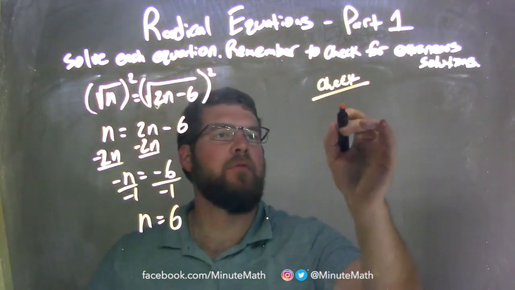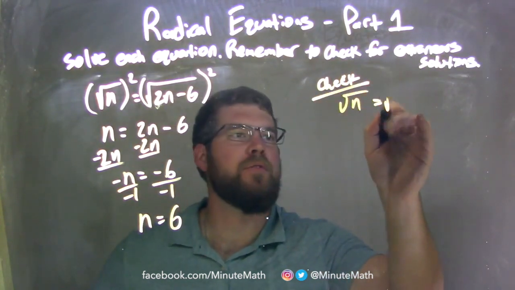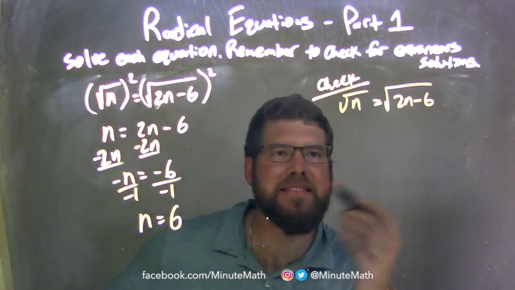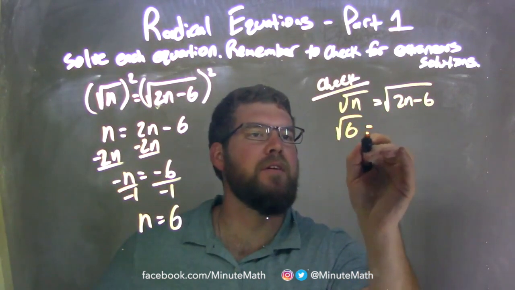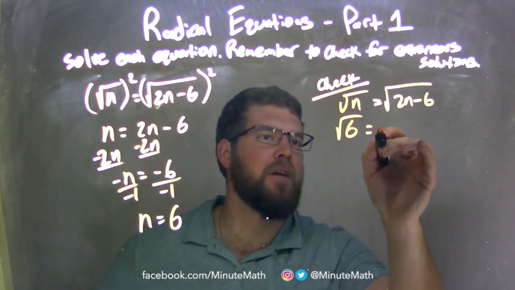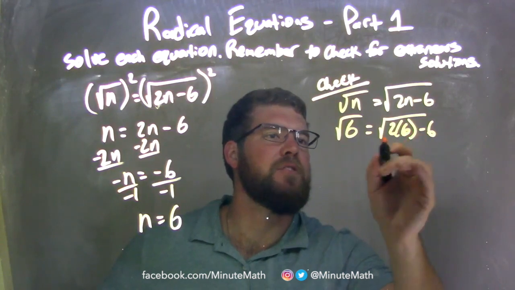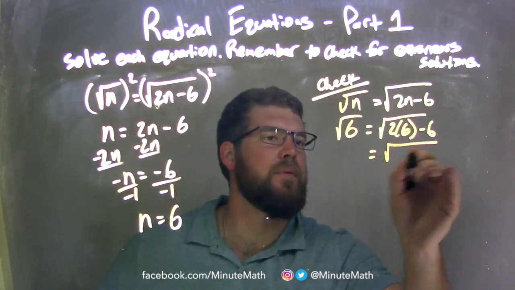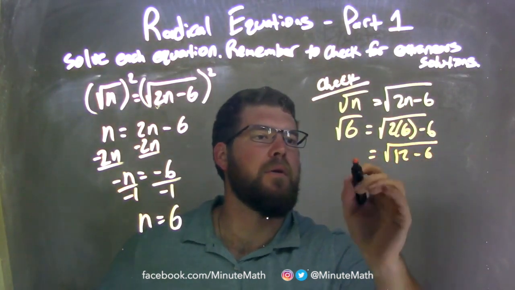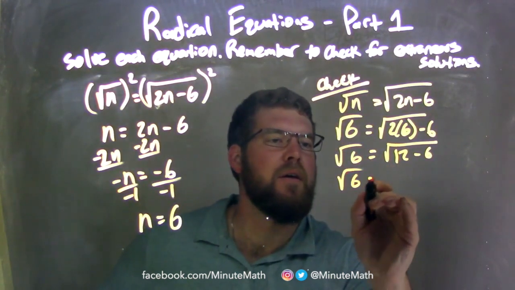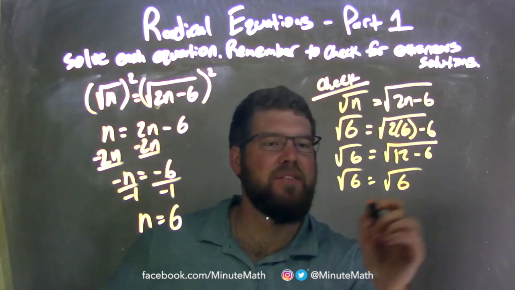By checking, I'm going to rewrite my equation. Square root of n equals the square root of 2n minus 6. And now I'm going to plug 6 in for n. Square root of 6 here on the left, which is fantastic. 2 times 6 minus 6. 2 times 6 is 12. So we have 12 minus 6 here. Then 12 minus 6 is just a positive 6.